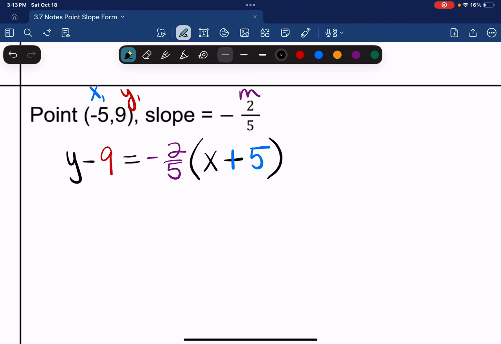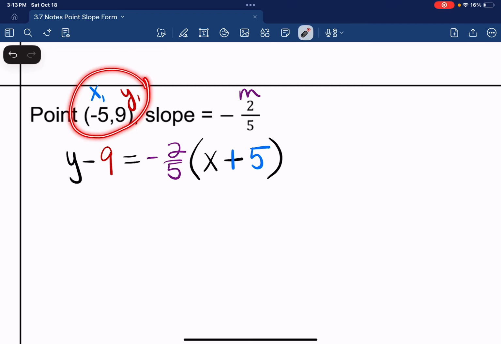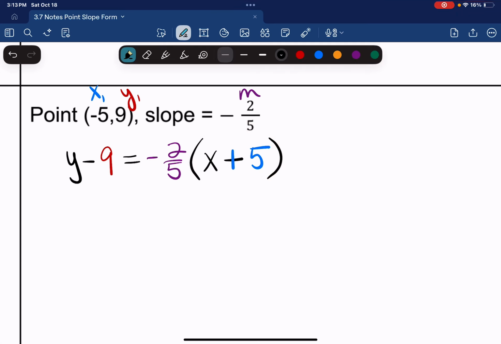Remember, anytime you sub in your x1, y1 values, the signs always switch when they're inside the equations. It's y minus 9, and this turns into an x plus 5. All right, so let's get rid of our parentheses and isolate our y value. So I'll separate my equation into 2 equal pieces. And this negative 2/5 times positive x gives me a negative 2/5 x. And then negative 2/5 times positive 5 gives me a minus 2.